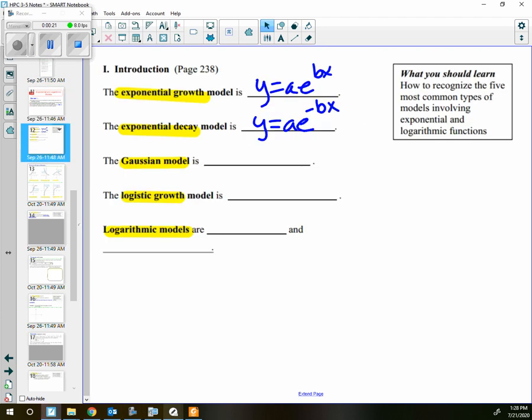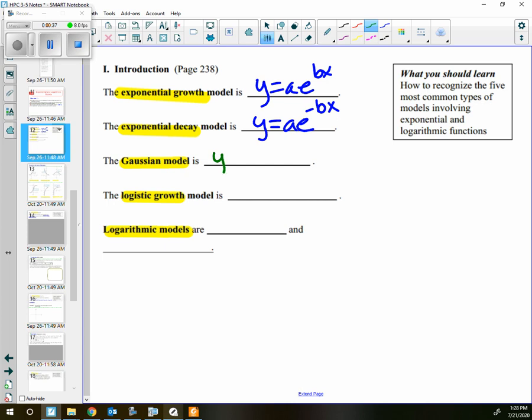Yesterday we just did basic exponential growth and decay, and whether the rate is positive or negative determines if it's growth or decay. The other 3 are called Gaussian, logistic, and logarithmic. So let's talk about those 3. Again, it's not a completely exhaustive list, but these are just to give you some other ideas of what this can look like.